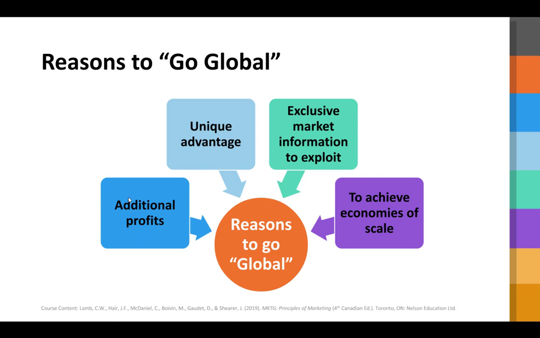Maybe you just want to sell more products, you want to make additional profits, which we talked about before. Maybe the unique advantage, which is the lithium battery example. Exclusive market information to exploit. So maybe you have some key competitive advantage that would only exist in a certain market, or to achieve economies of scale. Economies of scale is a very important term to understand. It is basically the benefits that you get by producing larger amounts of your goods. So you can imagine if I am selling cupcakes and I make them out of my house, I can make maybe 1,000 cupcakes a day.